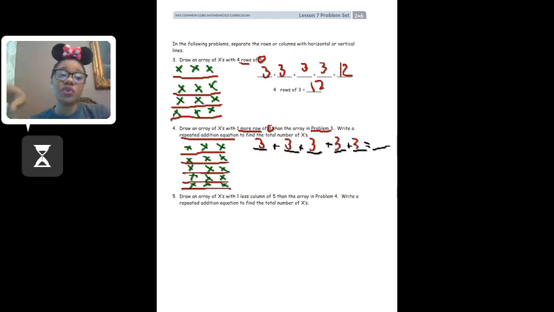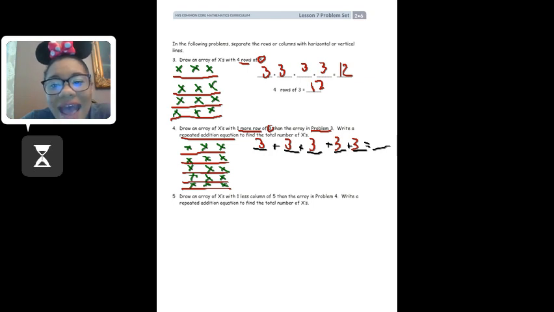I could do it individually, count 1, 2, 3, 4, 5, 6, 7, 8, 9, 10, 11, 12, 13, 14, 15 x's, or I could skip count each row and do 3, 6, 9, 12, 15, or I could just add 3 plus 3 is 6. 6 plus 3 is 9. 9 plus 3 is 12. And then 12 plus 3 is 15.